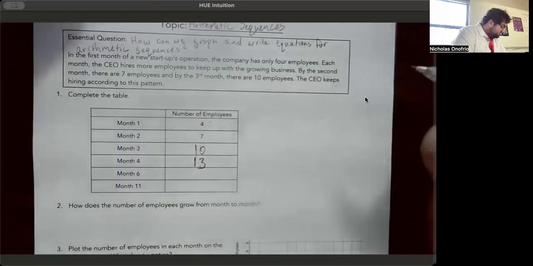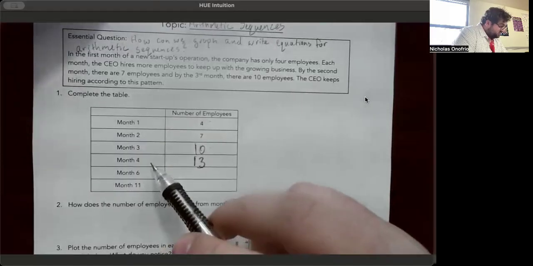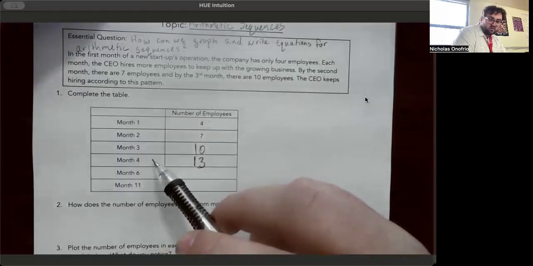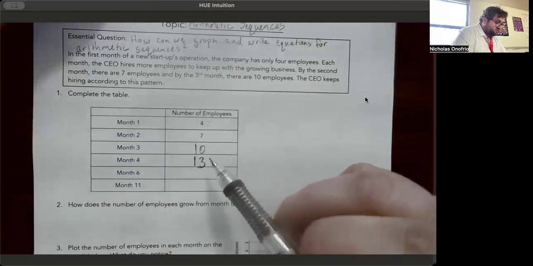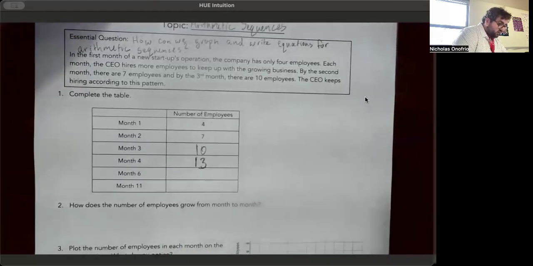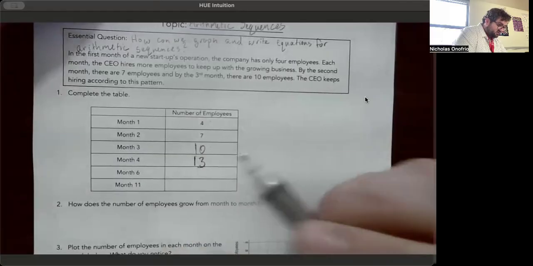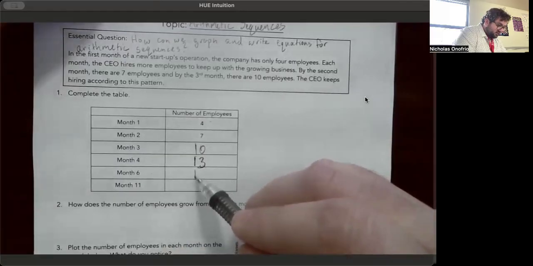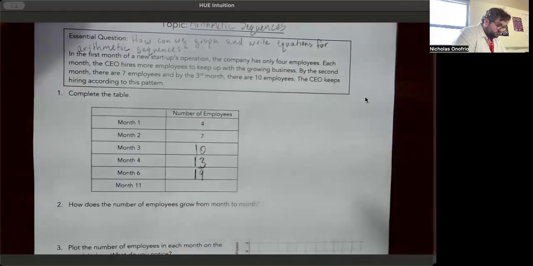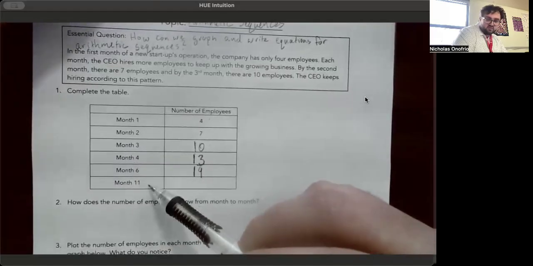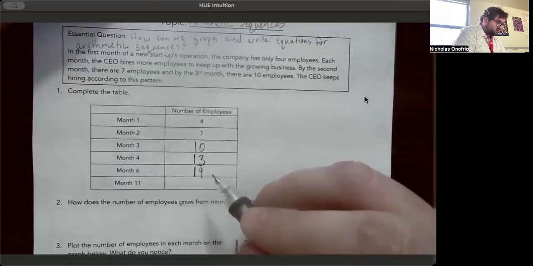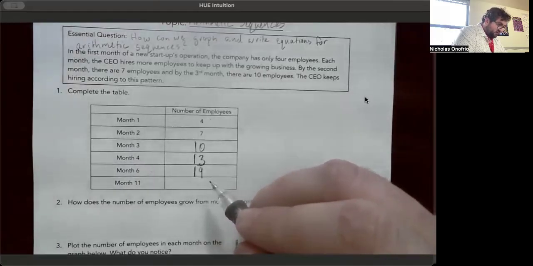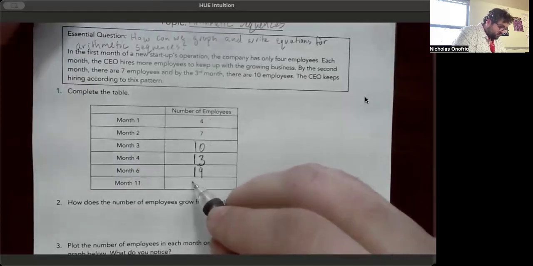Now, I want you to notice there's a change that happens between our next line. We go from month 4 to month 6. So instead of just adding, we have to do whatever our pattern is, and we have to do it twice. So to go from 4 to 6, we add 3 twice to get us to 19. And then we see to get from 6 to 11, we have to add 3 5 times. So we go 19, 22, 25, 28, 31, 34.